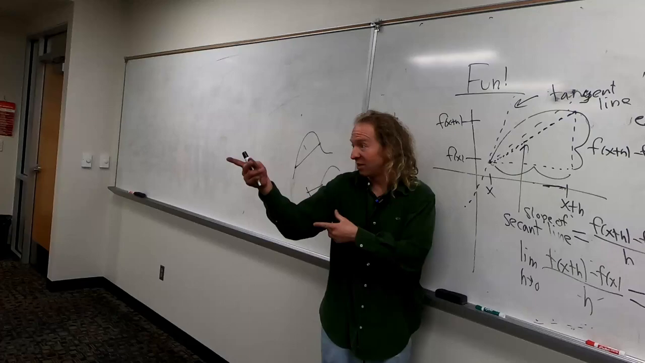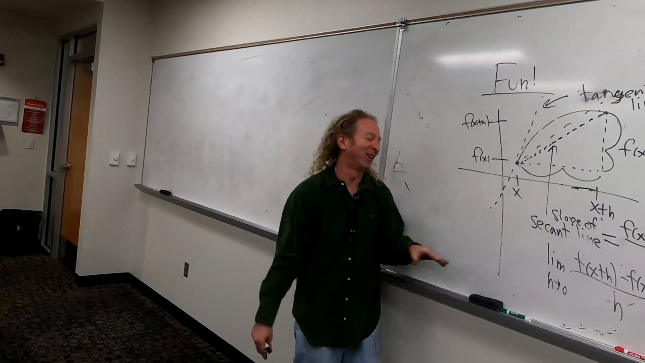What Austin said, what Josh said. That's Austin, oh, I'm sorry. That the derivative is the slope of the tangent line.